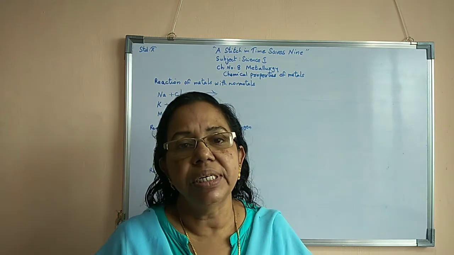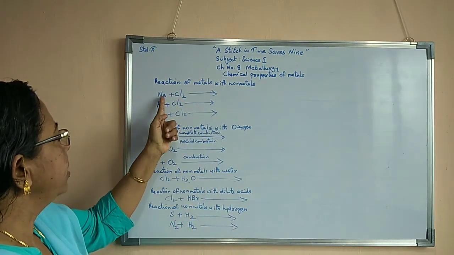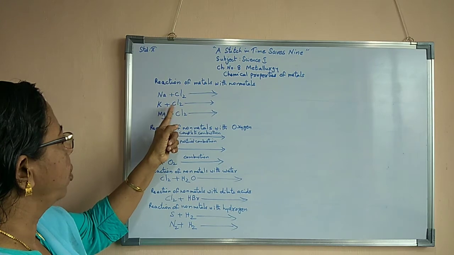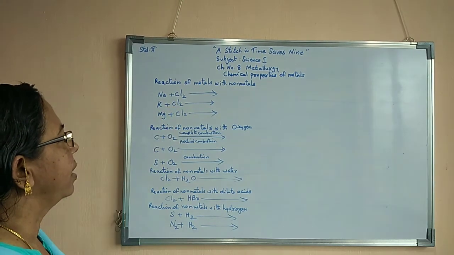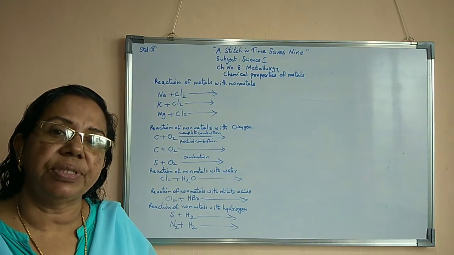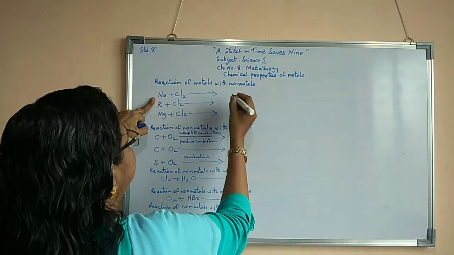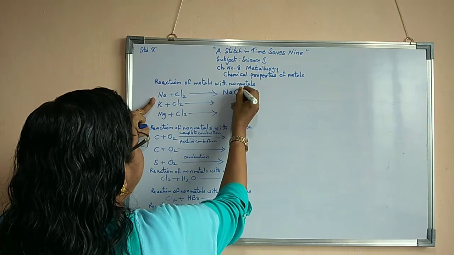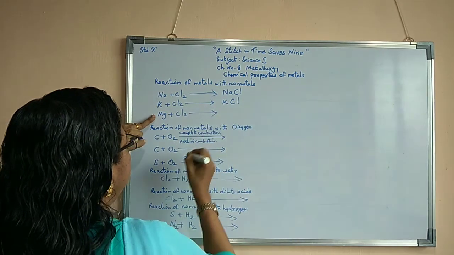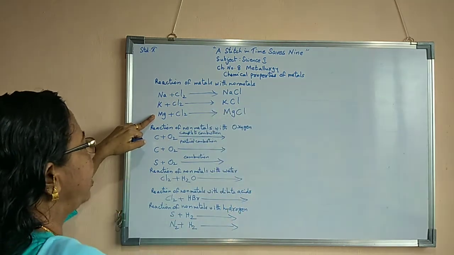Now we are going to study the reaction between metals as well as non-metals. Here sodium is a metal, chlorine is a non-metal. Here potassium is a metal, chlorine non-metal, magnesium metal, chlorine non-metal. Chlorine is an example of a halogen. Halogens have the capacity to react with the metals. Now let us see which compounds are produced. Sodium reacts with chlorine, sodium chloride will form. Potassium reacts with chlorine, potassium chloride will form. Magnesium reacts with chlorine, magnesium chloride will form. After that we will balance.